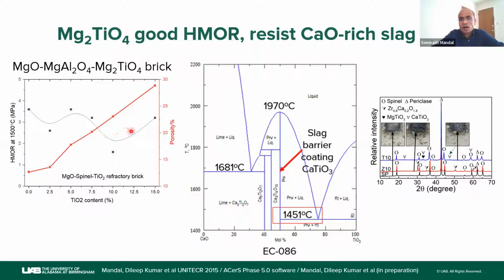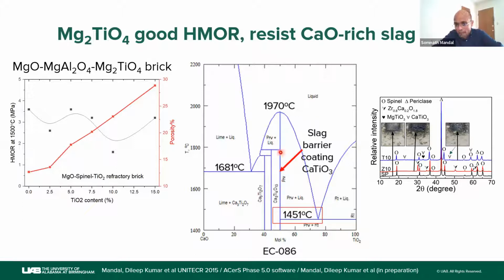If we could somehow stop this porosity from generation by using preformed magnesium titanate aggregates, which I have done, then we can stop this porosity and increase the hot MOR. Not only that, this magnesium titanate can react with slag. This is RH slag, which is my past work. I took some samples out from this slag-refractory interaction zone, and I did XRD, and I found calcium titanate. And this calcium titanate has a very high melting point.